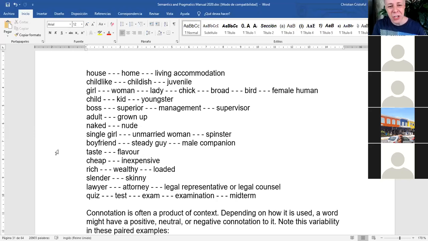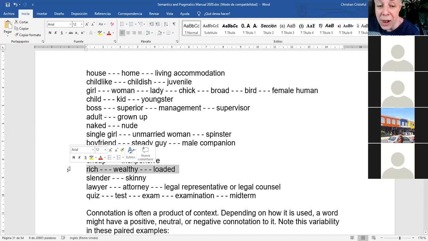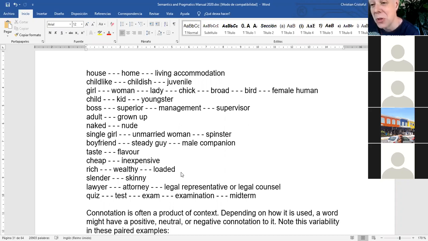What about this one? Rich, wealthy, and loaded. A person who is rich is not poor. Wealthy has a more formal connotation, let's say. He's loaded. He has tons of money. What would be the Spanish version of loaded? Rico, adinerado, tiene la lana. Pudiente, muy pudiente. It could be, yeah, why not?